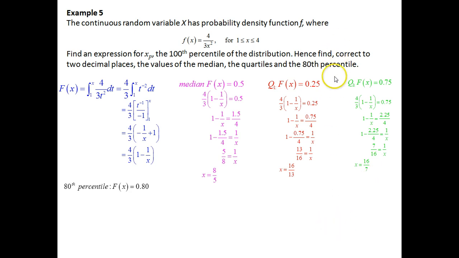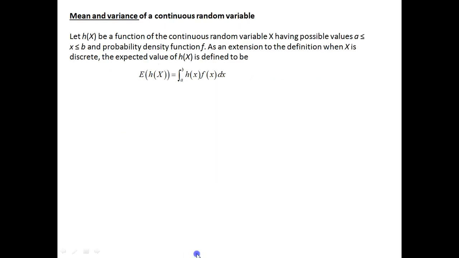And then the 80th percentile, well, I need now to put my F of x equal to 0.80. So 80 over 100 as the value of the cumulative distribution function. So multiply by 3, divide by 4, rearrange, 1 over x is 2/5, therefore x is 5 over 2.